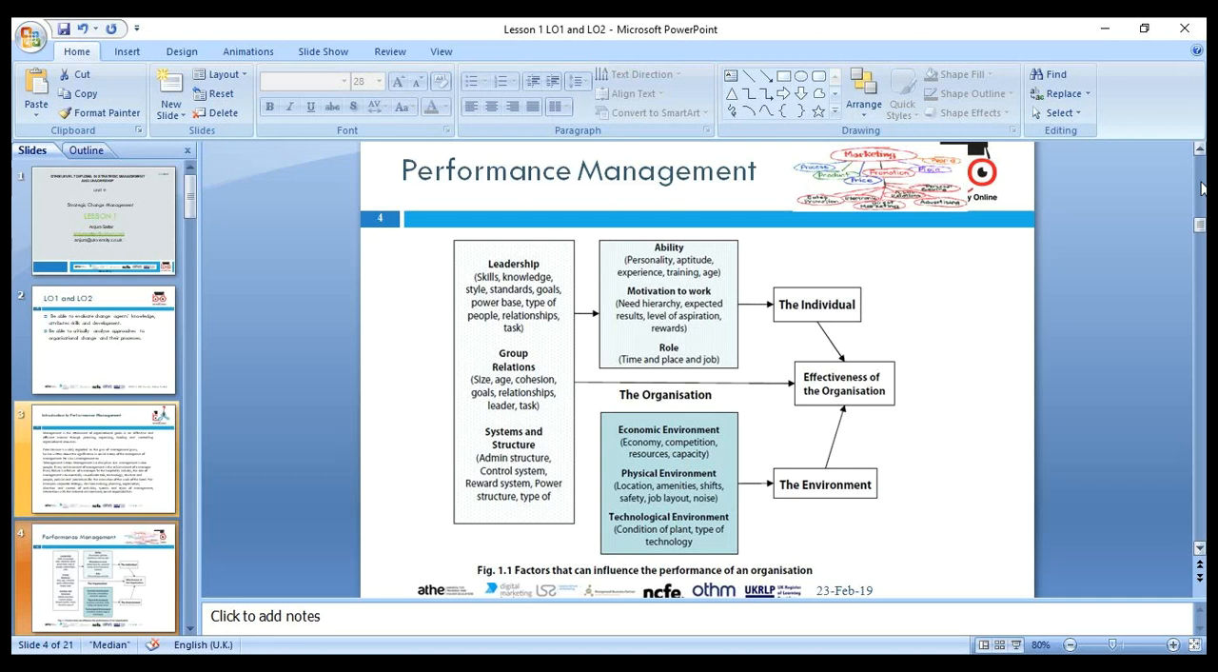Leadership, skills, knowledge, style, standards, goals, power-based types of people, and relationship tasks. We need leadership. What is the difference between managers and leaders? Any thought? Yes, anybody, any thought? What is the difference between managers and leaders?